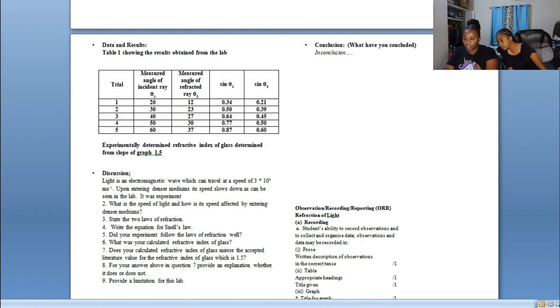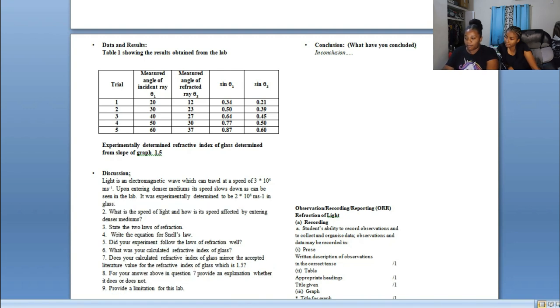Experimentally determined to be 2 times 10 in glass, right? So that's that for that. Good. So we finished question 2.